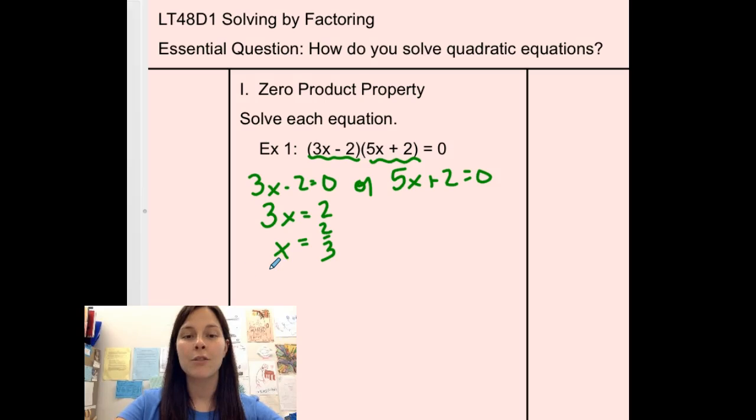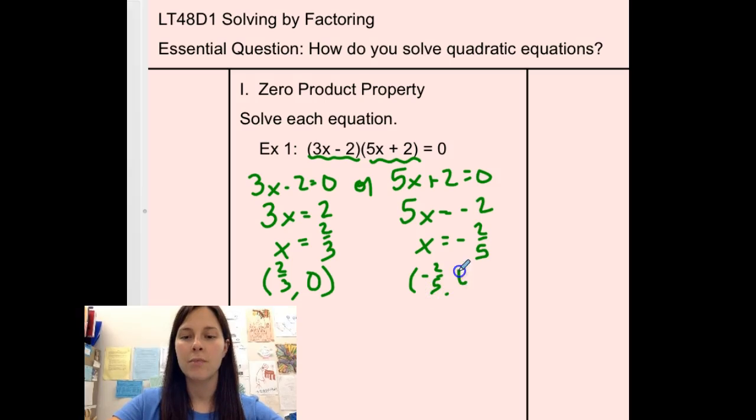Remember, these are zeros on a graph, so we write it as an ordered pair. 2/3 is our x value because y was 0. The second one, we will subtract 2 from both sides and divide both sides by 5. So our ordered pair would be -2/5 for x because y was 0.